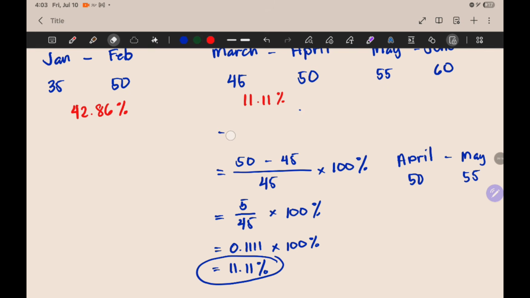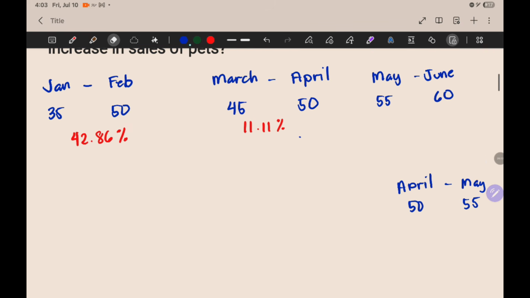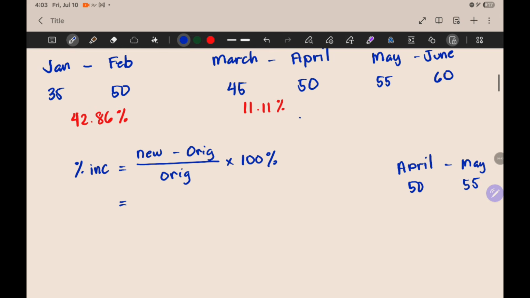Ayan. So, next, kunin naman natin yung percentage increase nung May to June. So, ano yung percentage increase ng May to June? Again, using the formula, percentage increase is equal to the new value minus the original or the old value all over the original value times 100%. So, new value natin nung May to June, that is 60 minus 55 all over 55 times 100%. So, that is 5 over 55 times 100%.